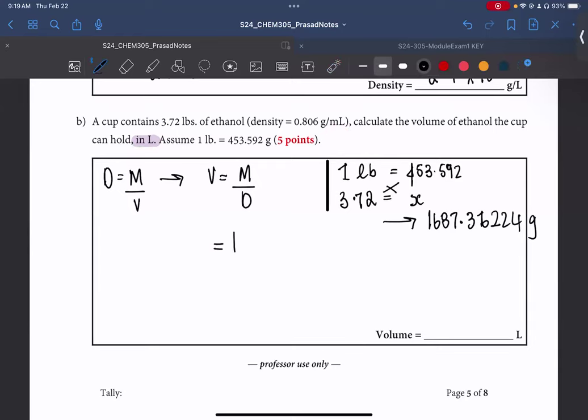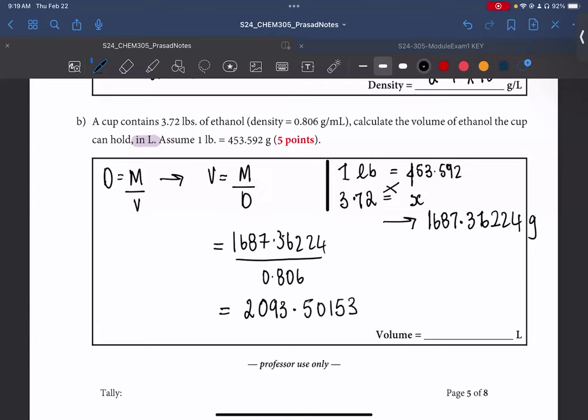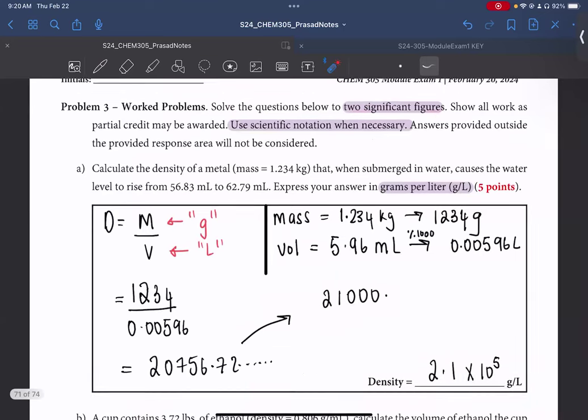Putting this all together, the mass is 1687.36, you said? Yeah, 1687.3224, all over the density of 0.806. Does anyone have the answer? Okay, that's enough decimal places. This is approximately what you should have gotten. The question reminds us, two significant figures.